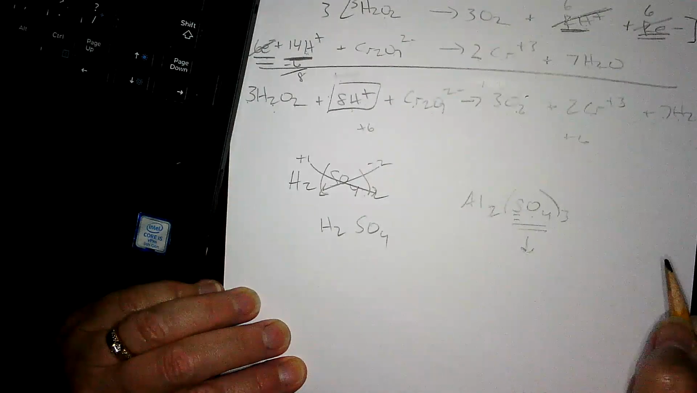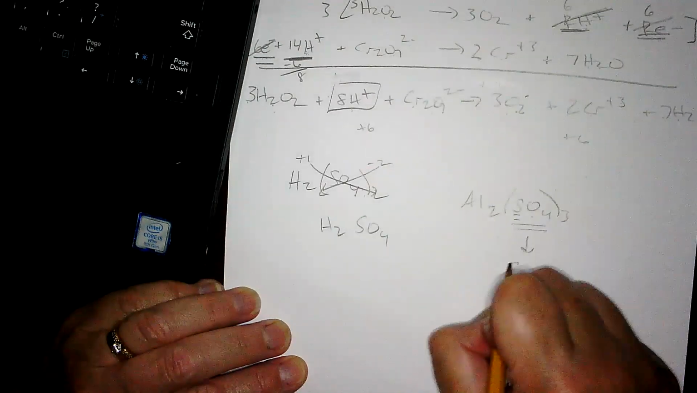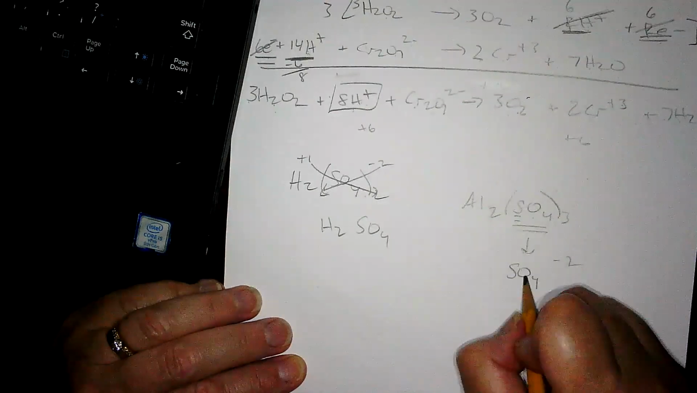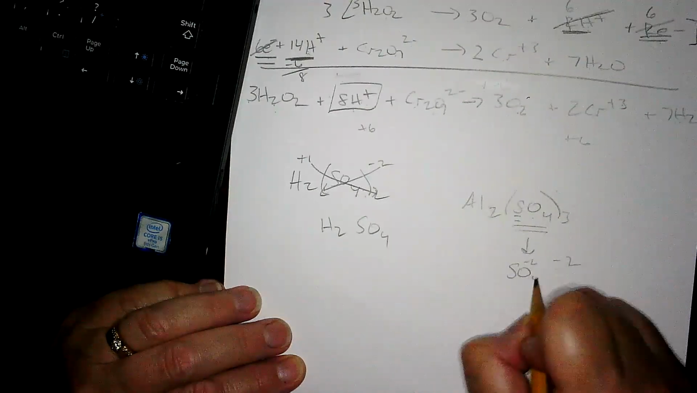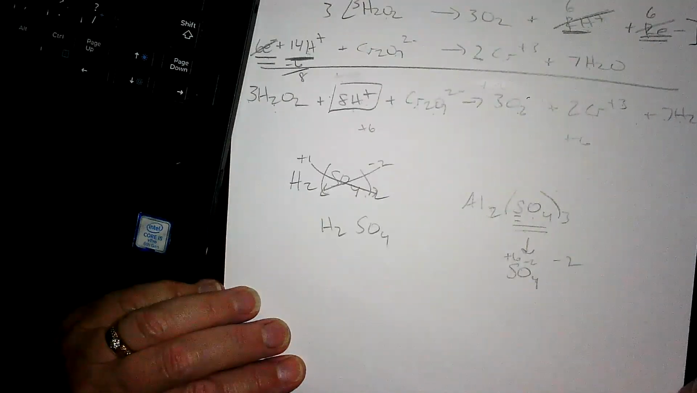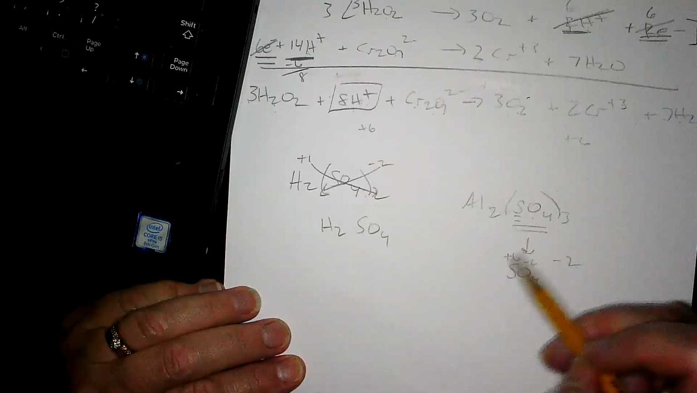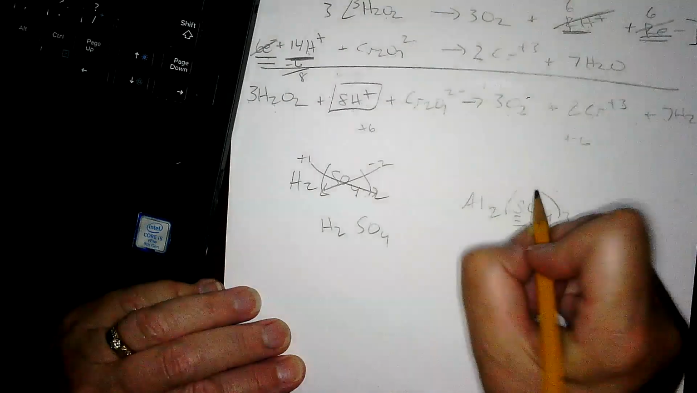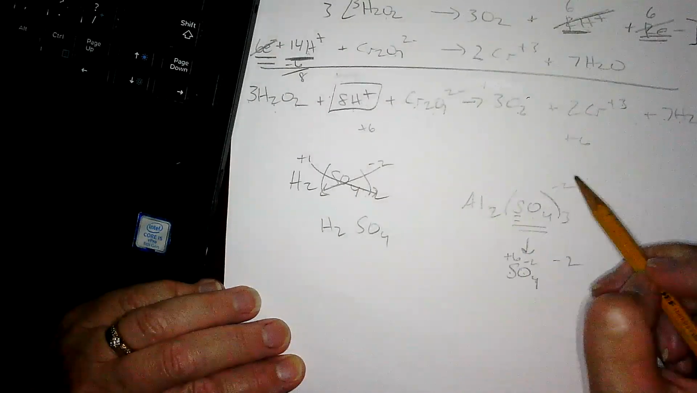The charge on the sulfate is -2. And then we know that oxygen is -2, which gives us a -8. The sum has to be -2, so sulfur has to be +6. Okay, so +6 -8 gives us -2. This whole thing becomes -2.